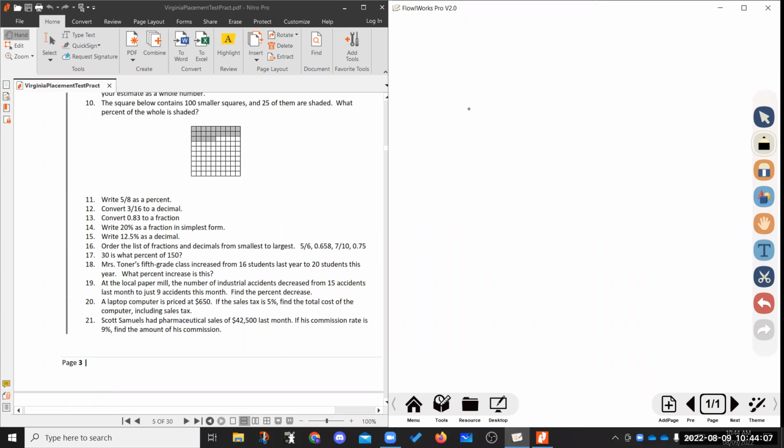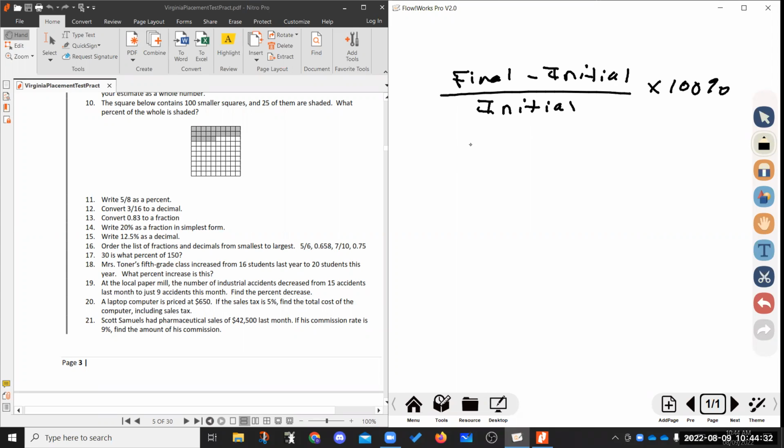Mrs. Toner's 5th grade class increases from 16 students last year to 20 students this year. What percent increase is this? So for percent increase or percent decrease, you have final minus initial over initial times 100%. So we have 20 minus 16 over 16 times 100% as our formula.